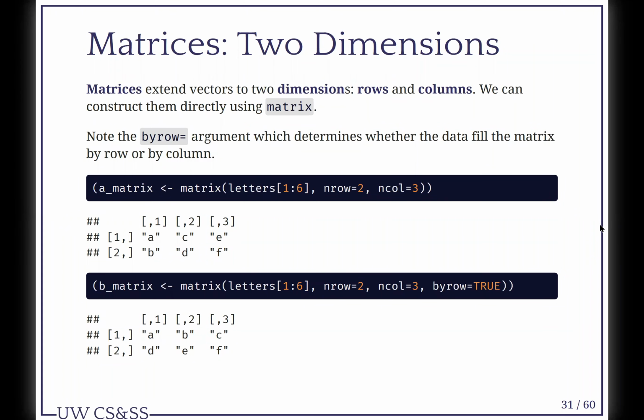Okay, so matrices have 2 dimensions. Recall that vectors just had the 1. Matrices extend vectors to 2 dimensions. The dimensions are rows and columns. We can just construct them directly using the matrix function. Note the byrow argument, which determines whether the data fill the matrix by row or by column.